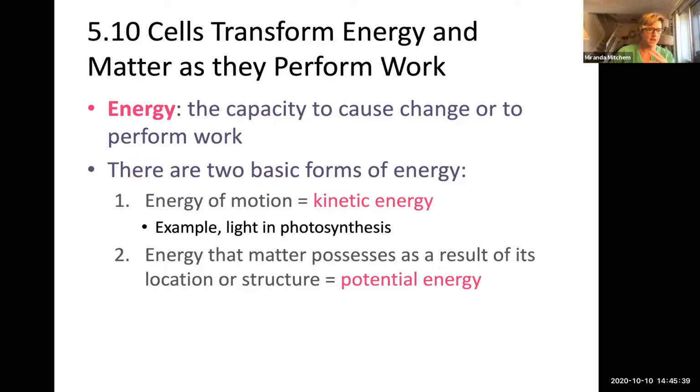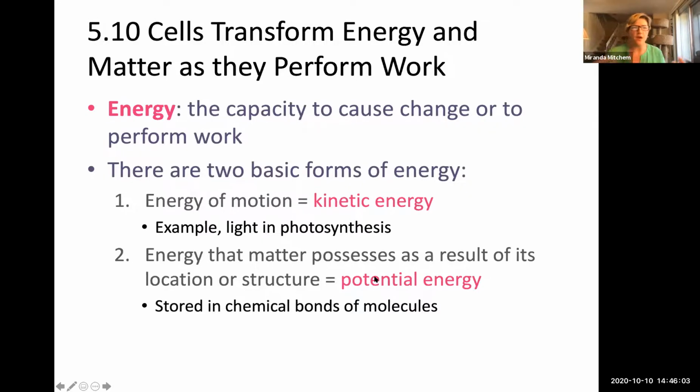And that gets down to the chemical bonds and our big molecules that have a lot of those chemical bonds in them. So photosynthesis is a great example of kinetic energy, and it utilizes the sunlight to move electrons. Whereas examples of potential energy are in those big macromolecules that we have, specifically in the chemical bonds.